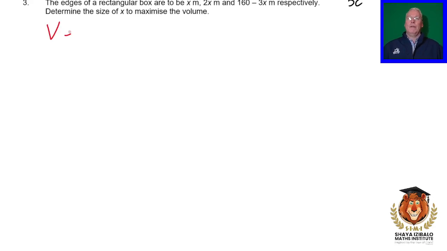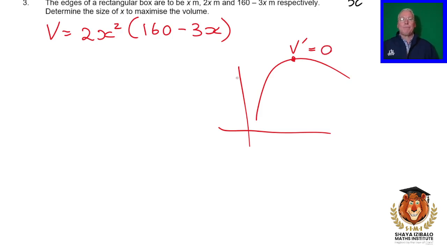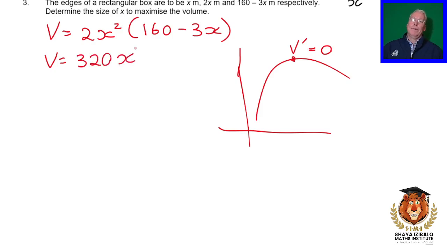Okay, so volume is equal to x times 2x, that's 2x squared, times 160 minus 3x. That's our volume. I don't know what that looks like, but maybe it looks something like this. We want to be here, because the derivative will be 0. That's the maximum point, and at that point, the derivative will be 0. So let's differentiate this, but first we've got to get rid of the brackets: 320x squared minus 6x cubed.